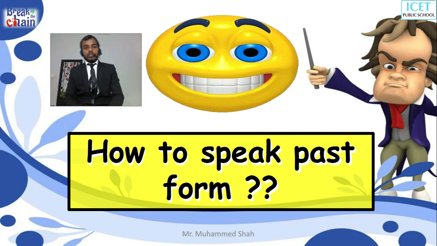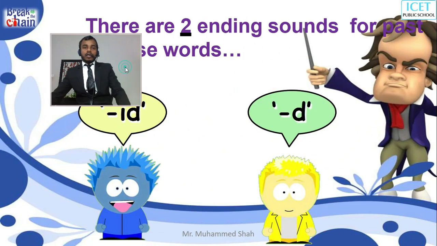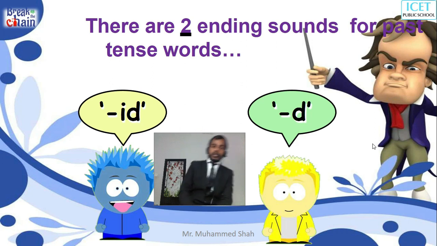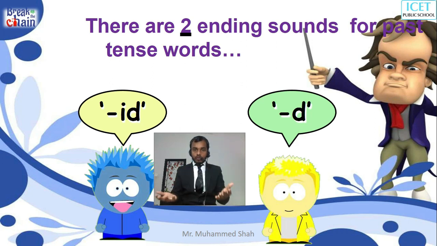Now we are going to the topic, how to speak the past form. There are two ending sounds for the past tense. Okay, you got it. There are two ending sounds. Did you get it or not? What I told, that when we are making the past form of the verb jump, the past form is jumped. And another one, dance, danced. There are two words.